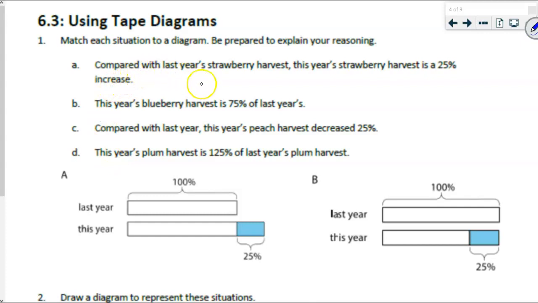Compared with last year's strawberry harvest, this year's strawberry harvest is a 25% increase. Which tape diagram is going to be better to represent A? Problem A, is it going to be Model A or Model B? Sophie. Yeah, exactly. An increase of 25% shows an extra blue 25%. Nicely done. So this is going to be Model A.